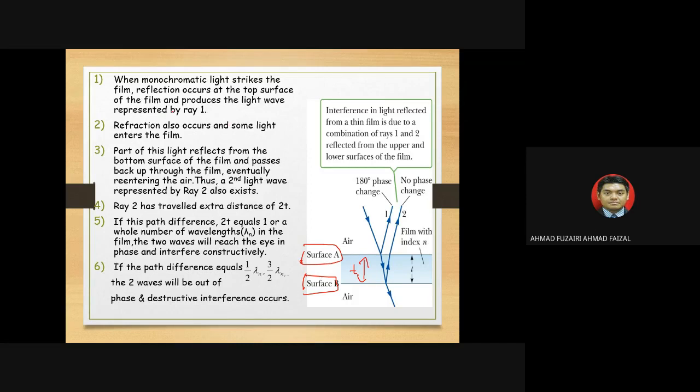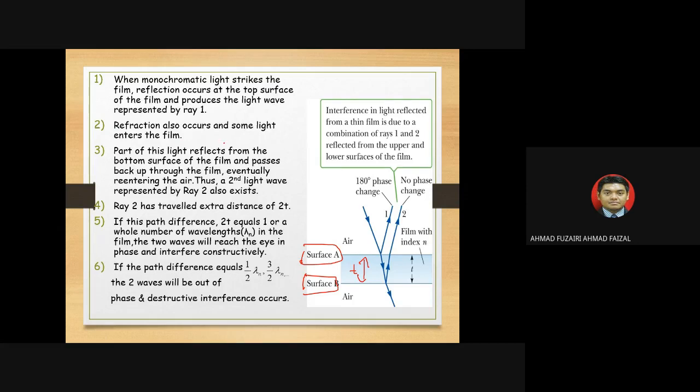When monochromatic light strikes the film, reflection occurs at the top surface and produces the light wave represented by ray 1. This is a normal one. And then refraction also occurs and some light enters the film.